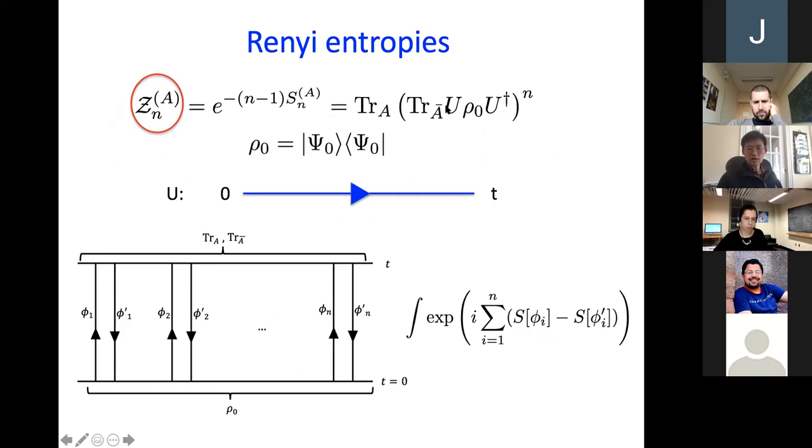Because you have two NUs, you can write them as n copies of the path integral. And then heuristically, you can imagine that the rho 0 provides the initial state for these n path integrals, and there are n copies of them. We'll make that precise a little bit later.